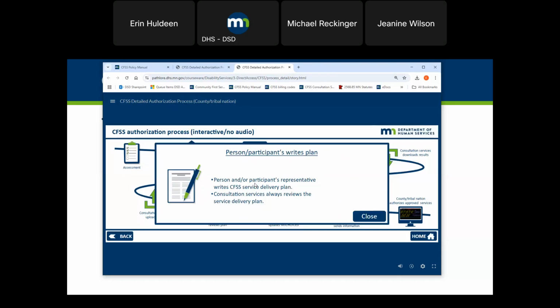So the key piece is that the person or their representative is responsible for writing the plan, and they can have the assistance of the consultation services provider, but they don't have to use the consultation services provider to write the plan. The consultation service provider always has to review the service delivery plan if the person chose to write it on their own. Or, of course, they can get the assistance of the consultation services provider to help develop that plan.